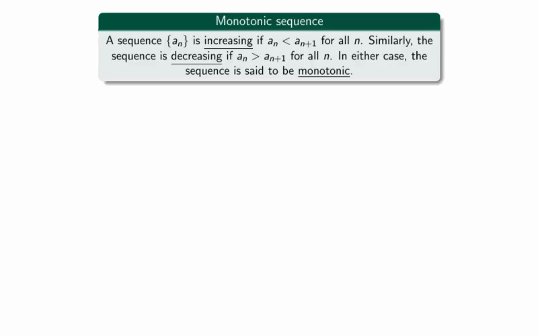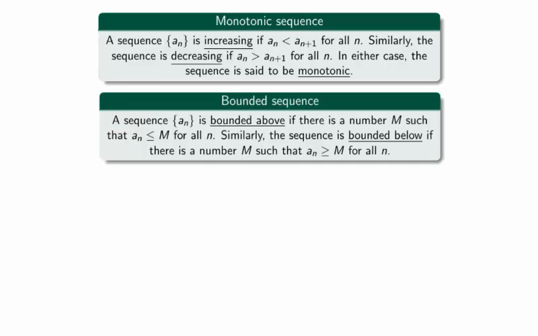A sequence a_n is increasing if a_n is less than a_{n+1} for all n. Similarly, the sequence is decreasing if a_n is greater than a_{n+1} for all n. In either case, the sequence is said to be monotonic. So a sequence is monotonic if the terms of the sequence are either getting strictly larger or strictly smaller with n.